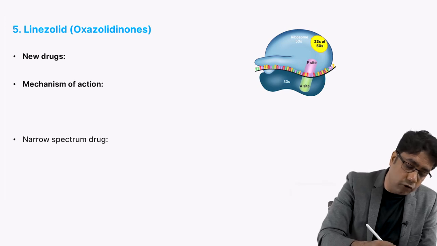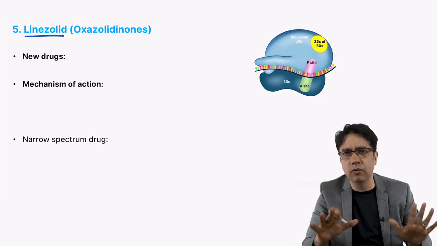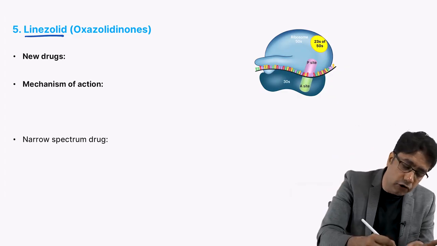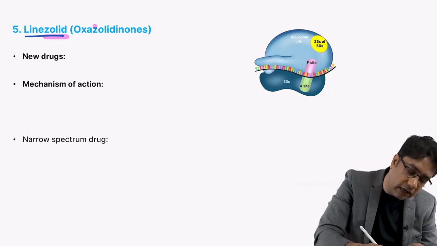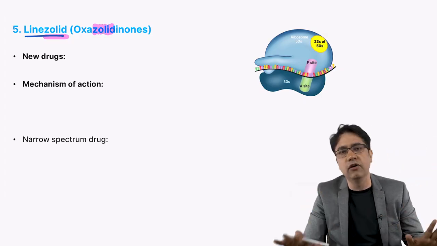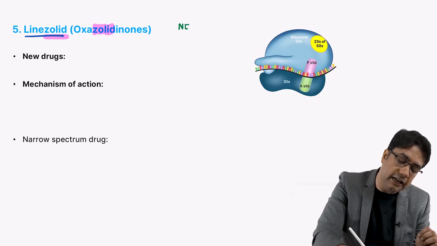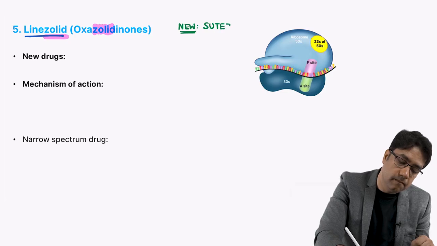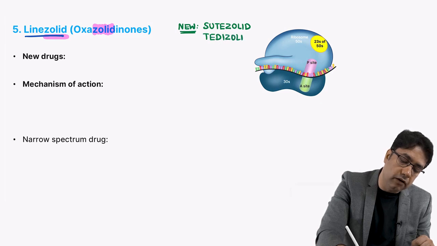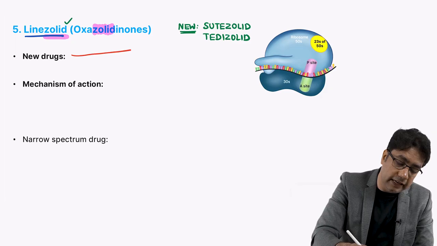Now linezolid, its group name is very big, very difficult to pronounce, oxazolidinone. But don't worry, you just have to identify. Don't you think linezolid, it is ending with the word zolid? And this group is also having some zolid word in it. Zolid word you have to identify. Similar to linezolid, now we have made two new antibiotic in this group. That is sutezolid and tedizolid. But what we have to remember with zolid? Linezolid. So sutezolid and tedizolid are new drug.